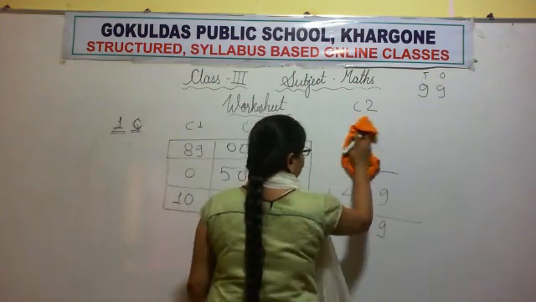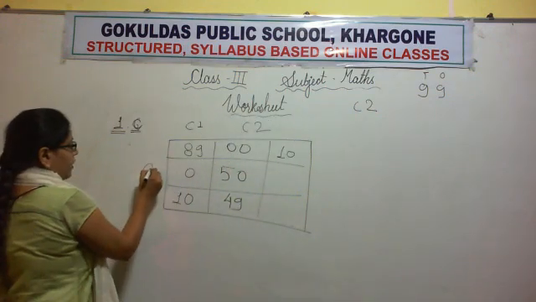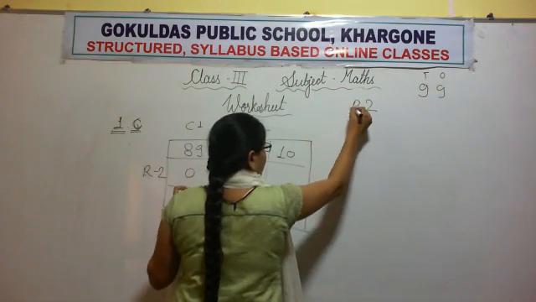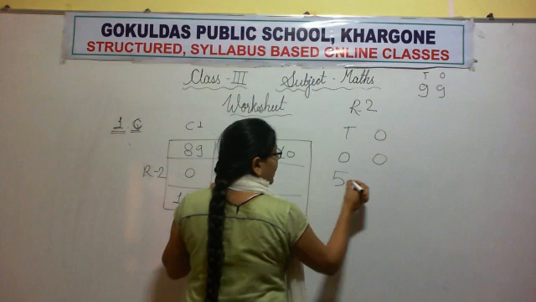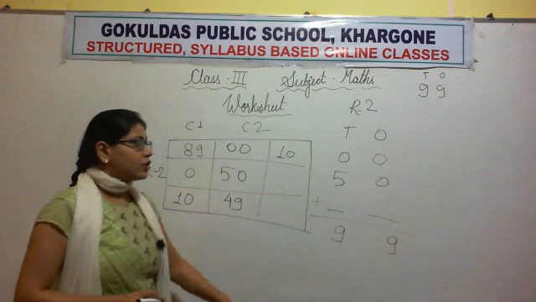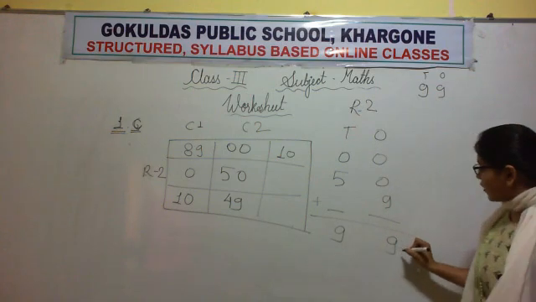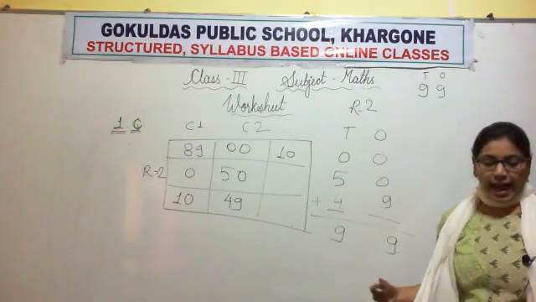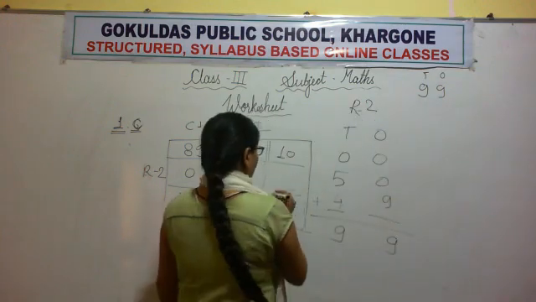Now we will deal with row number 2. In row 2, in the first place 0 is there, at second 50 is there, and the third one we have to find, and the sum is 99. So 0, 0 is there, so 0 plus 0 is 0, and when we add 9 to the 0 we will get 9, and when we add 4 to the 5 we will get 9. So 4 tens and 9 ones is equal to 49.